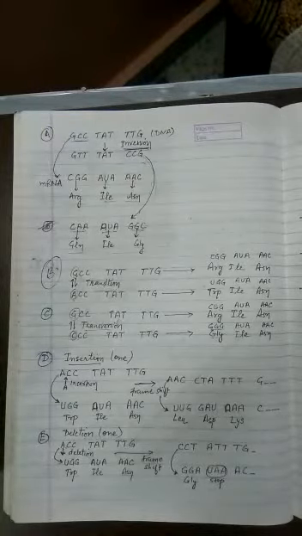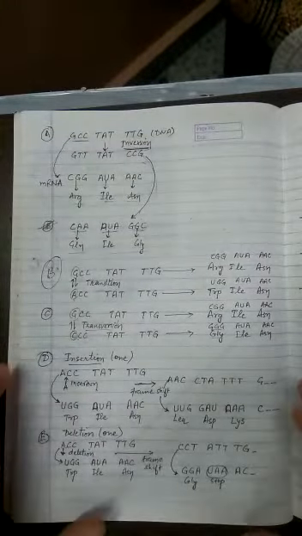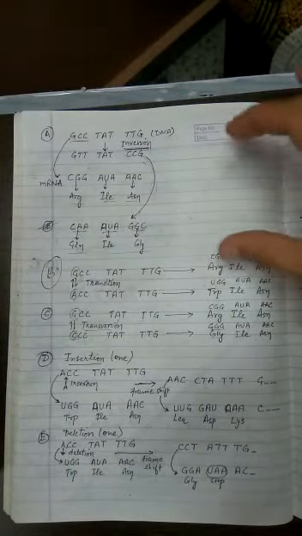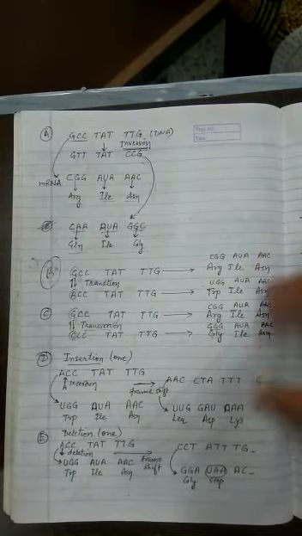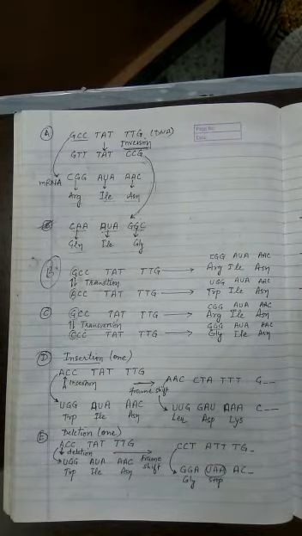Inversion, and let's understand insertion and deletion once again. So what is insertion and deletion? In the last class I told you about frameshift mutation. So this topic is the frameshift mutation. This is inversion, this is substitution, and this is frameshift mutation. Now, what is frameshift mutation?